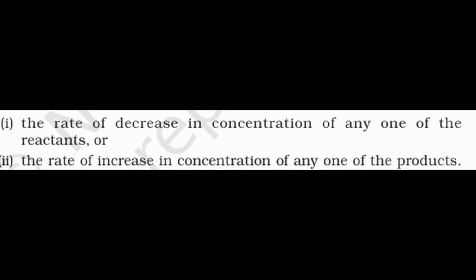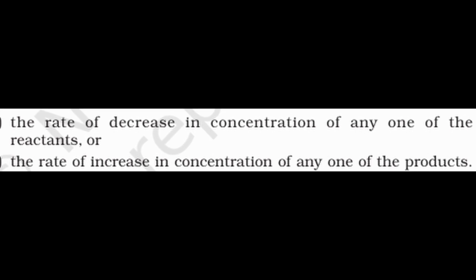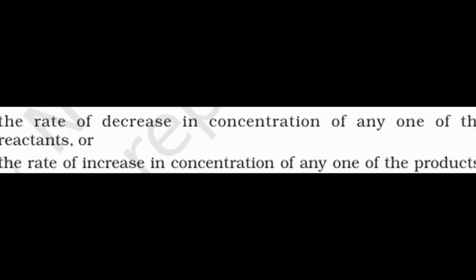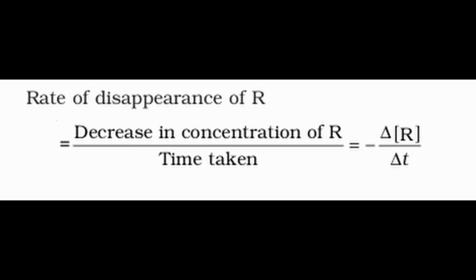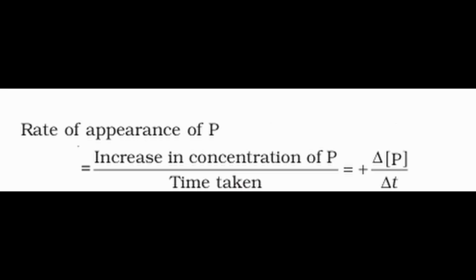Just as the speed of a vehicle represents how much distance changes with time, the rate of a chemical reaction represents how much the concentration of a reactant or product changes per unit time. The rate can be expressed either as the decrease in concentration of a reactant or the increase in concentration of a product. Since the concentration of reactants decreases during a reaction, the rate of disappearance is written with a negative sign to keep the overall value positive.